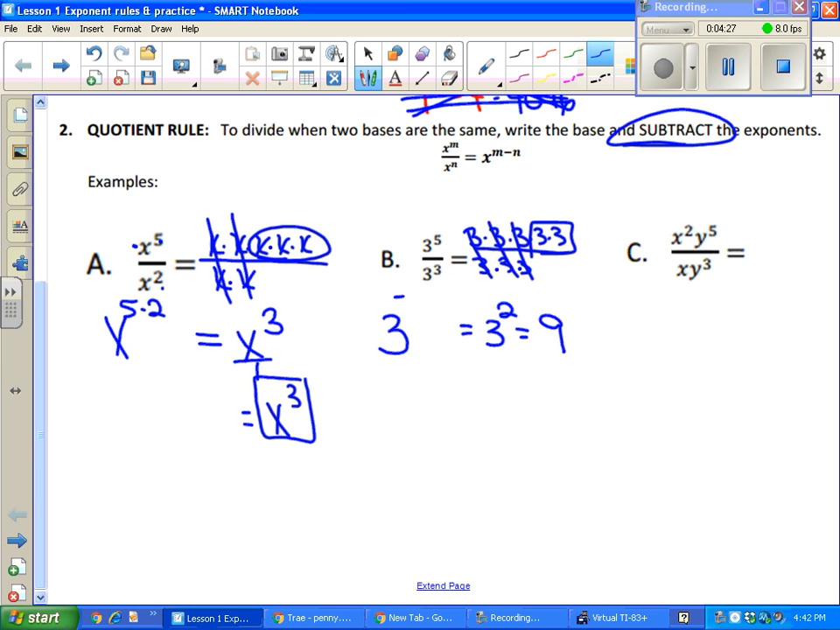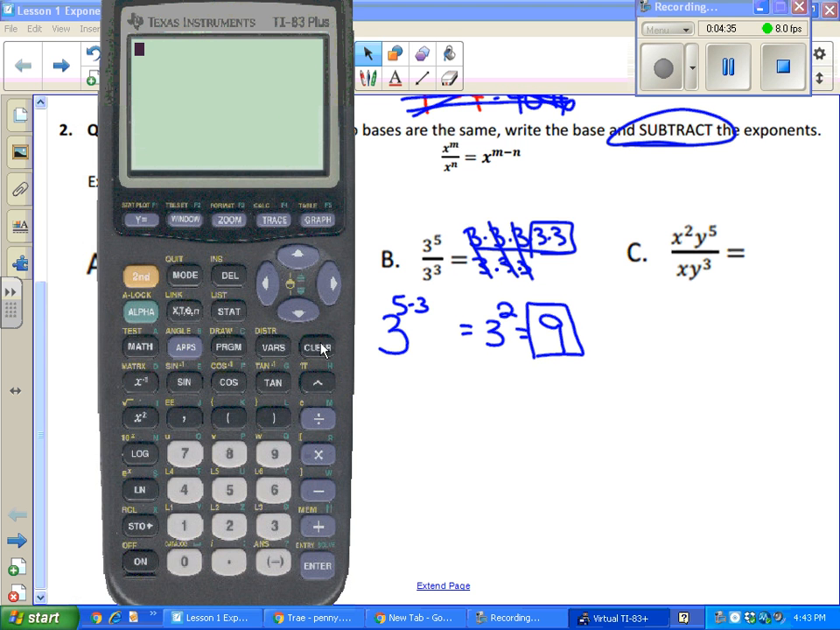So that would have been 3 to the 5 minus 3, which is 3 to the 2nd. Final answer, though, was B, 9. Since it's a number, we can confirm it with our calculators. We could have said 3 raised to the 5th power divided by 3 raised to the 3rd power is 9, which, of course, is 3 to the 2nd.